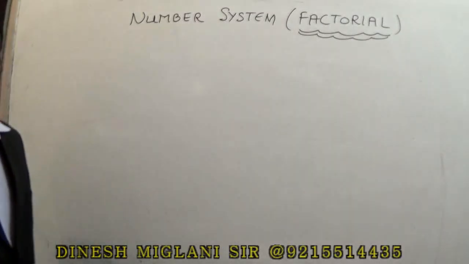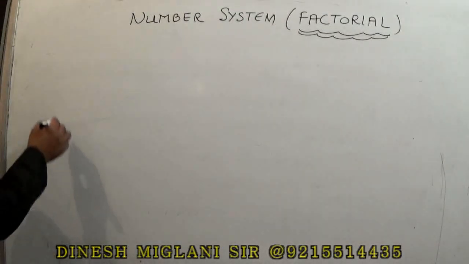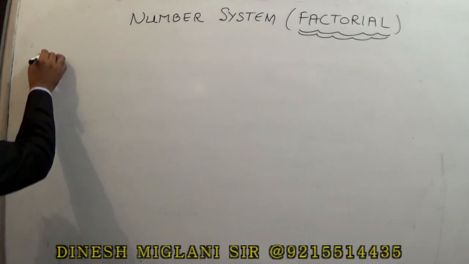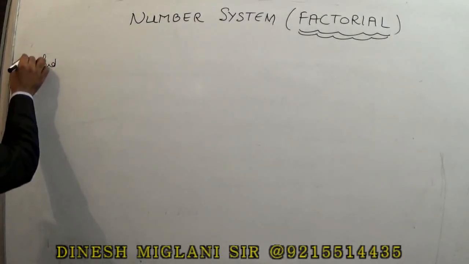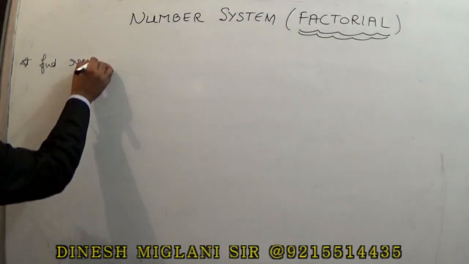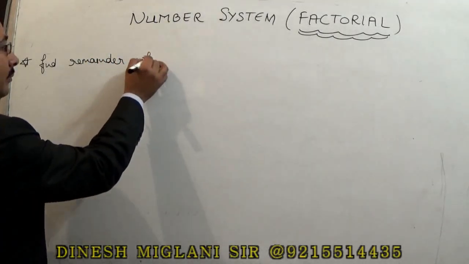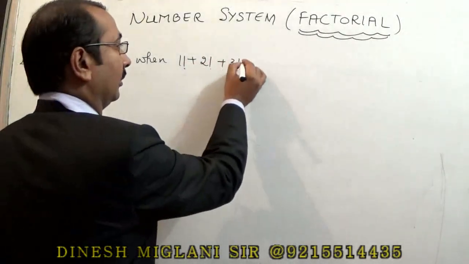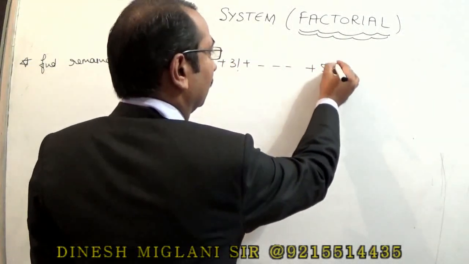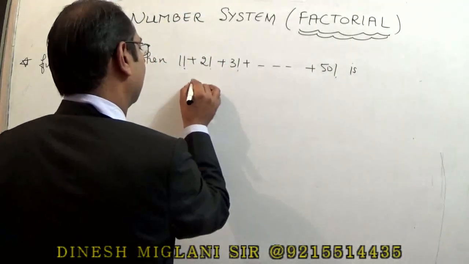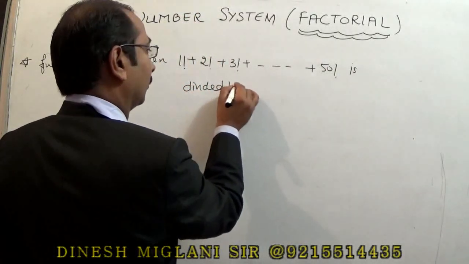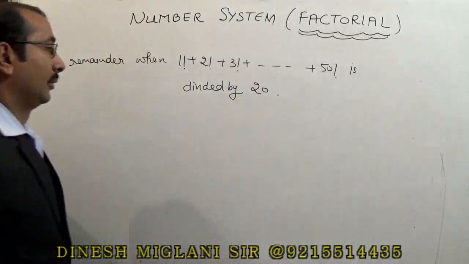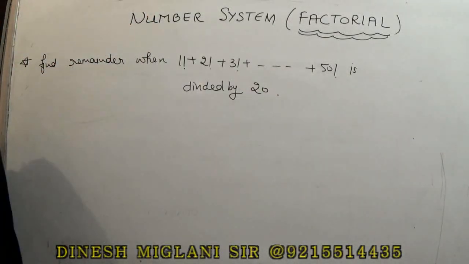Similarly, one more question is there. Find the remainder when 1 factorial plus 2 factorial plus 3 factorial up to 50 factorial is divided by 20. The question is: find the remainder when the addition of 1 factorial plus 2 factorial plus 3 factorial up to 50 factorial is divided by 20.